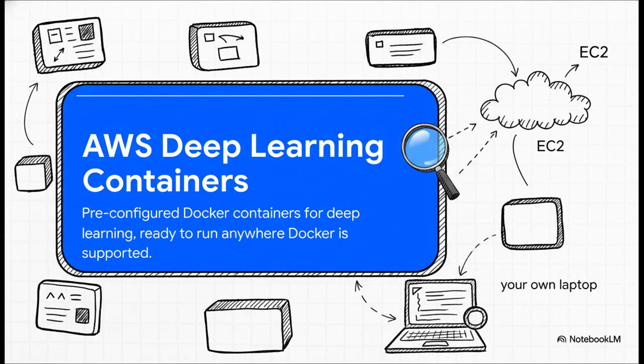Now, on the other hand, you've got deep learning containers. And the key word here is portability. Instead of a whole kitchen, this is like a self-contained, high-tech cooking station that you can pack up and take anywhere. It's a lightweight box with just your app and what it needs to run. You can fire it up on EC2, on Kubernetes, heck, even on your own laptop.